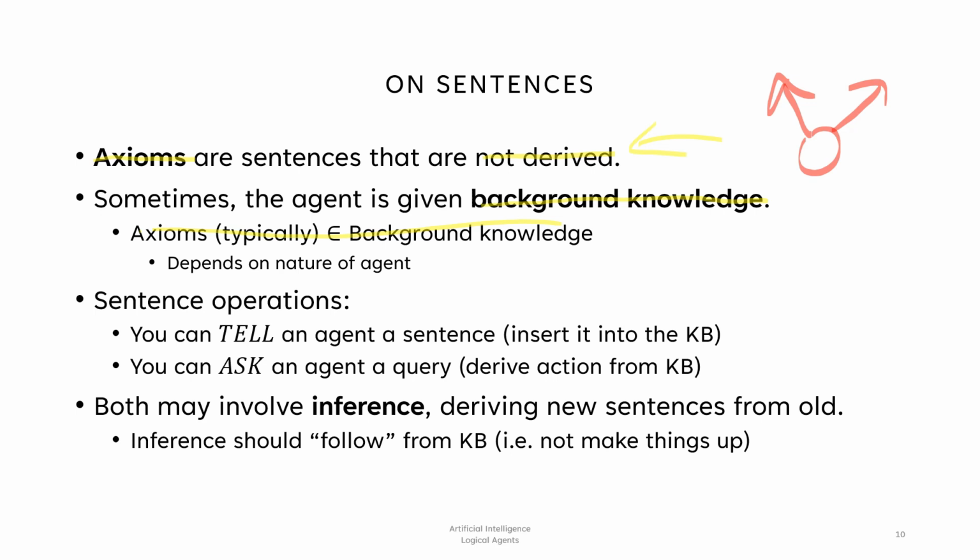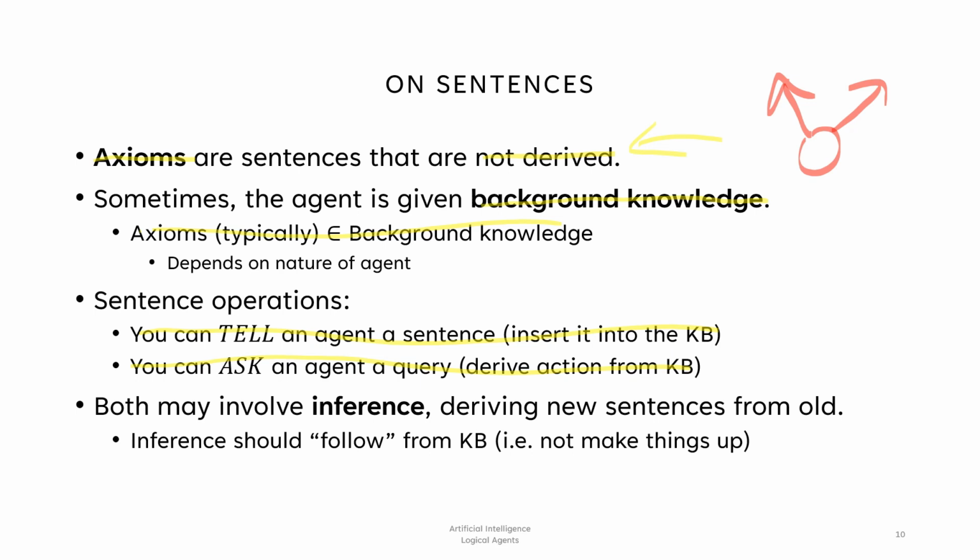So we have a couple different operations we can do with our sentences. We can tell an agent a sentence, which is like adding something to its memory, giving it more knowledge, or we can ask an agent a query, where we're asking, hey, gather all the information from the knowledge base that you have so far, and then go ahead and return us an appropriate action for the environment that you're in, which is usually linked to time.